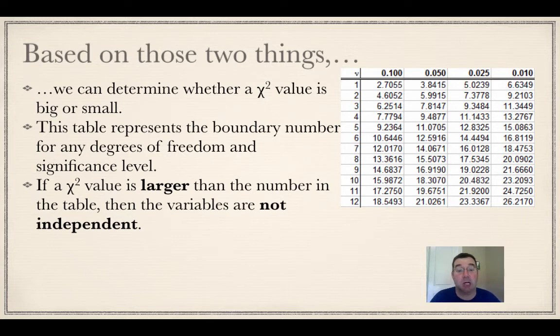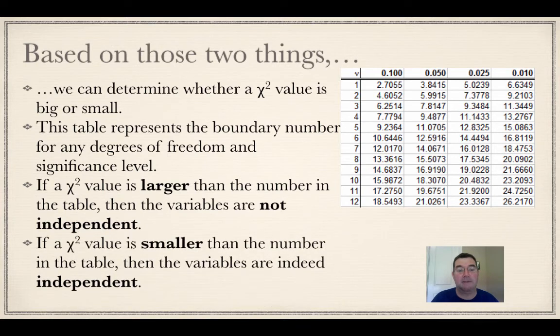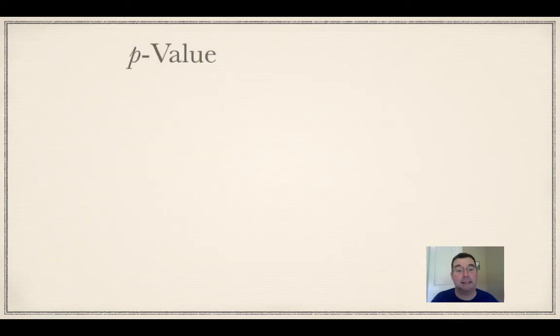If your chi-squared is larger than that number that you see in the table, once you line those two things up, then the variables are not independent. But if the chi-squared value that you get is smaller than that number in the table, then the variables are independent.